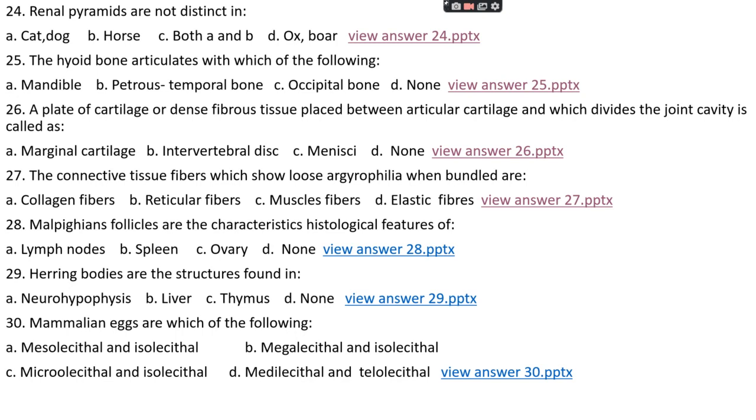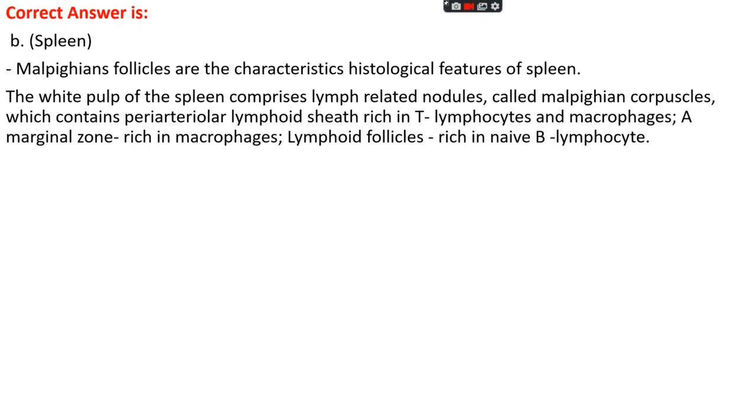Question number 28. Malpighian follicles are the characteristic histological features of: option A, lymph node; option B, spleen; option C, ovary; option D, none. The right answer is option B, that is spleen. Malpighian follicles are the characteristic histological features of the spleen.